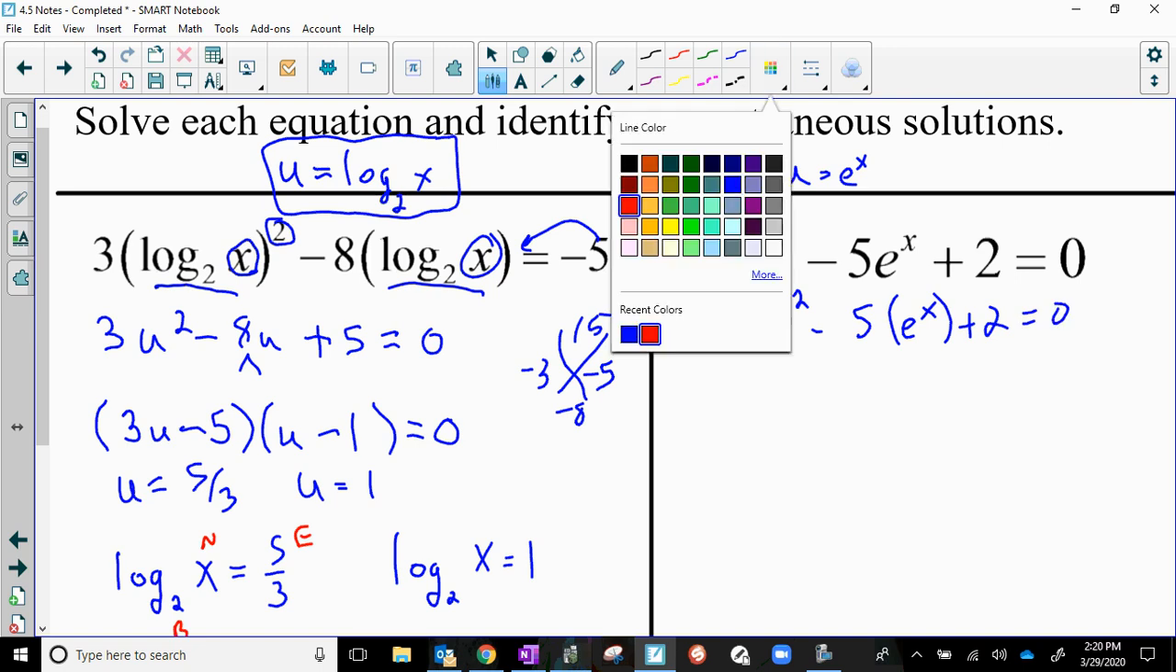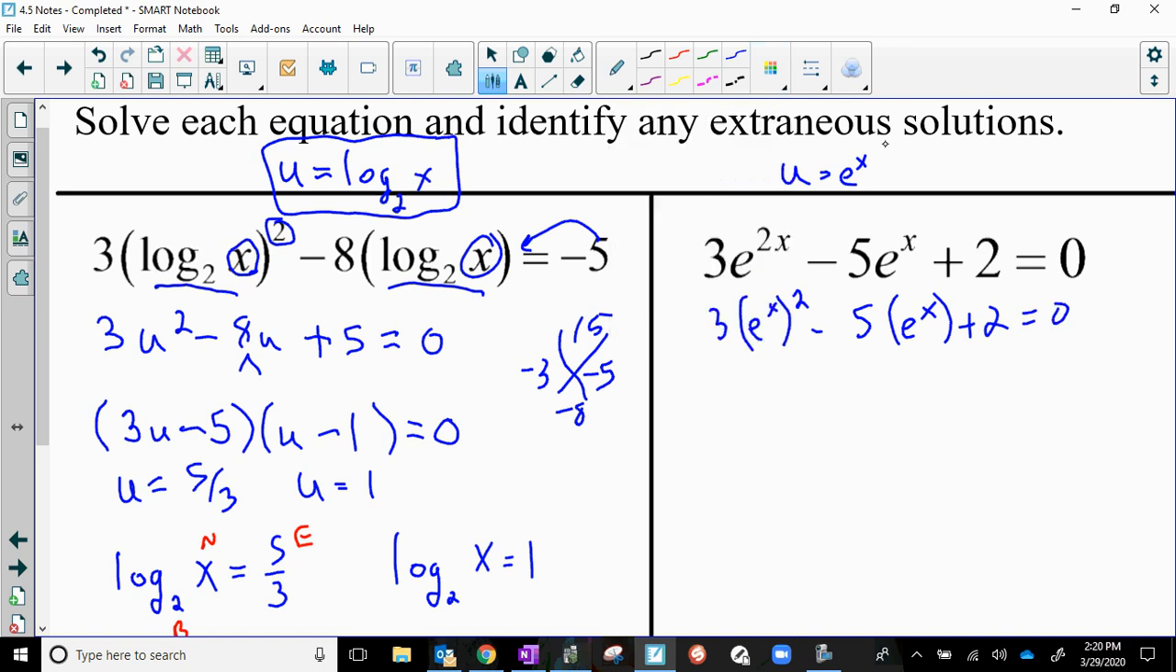So we are going to use our u substitution and really solve for the problem 3u squared minus 5u plus 2 equals 0. So we're looking for something that multiplies to be 6 and adds to be -5. So same sign, both got to be negative. So -2 and -3 are our numbers.